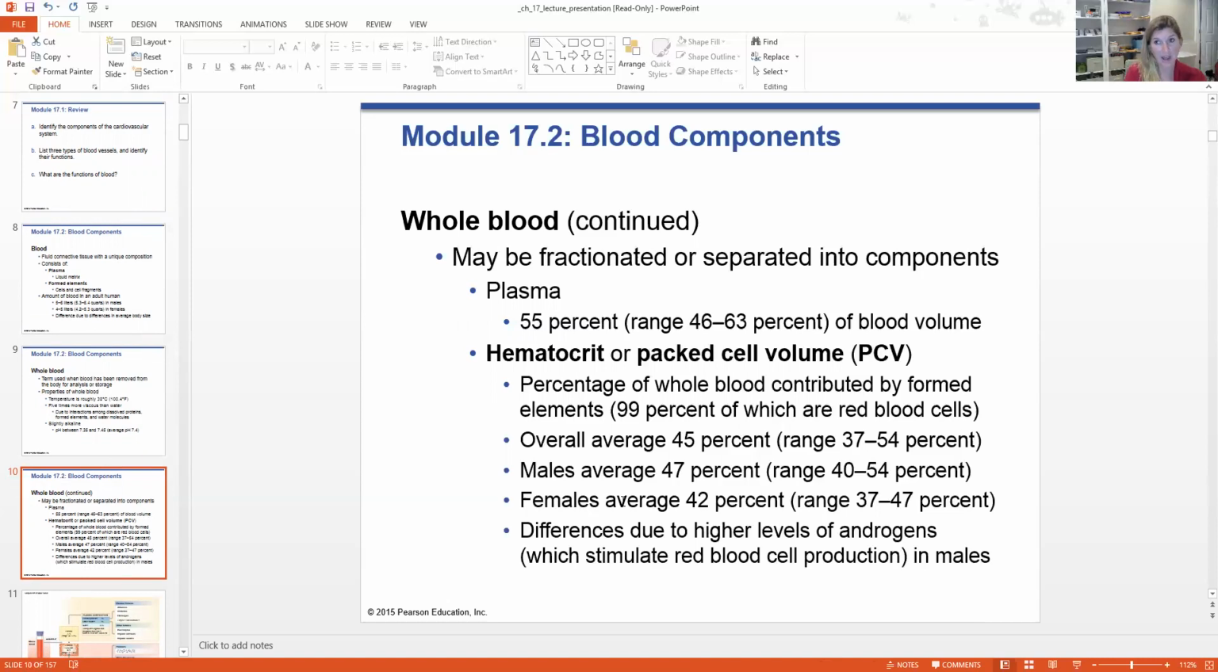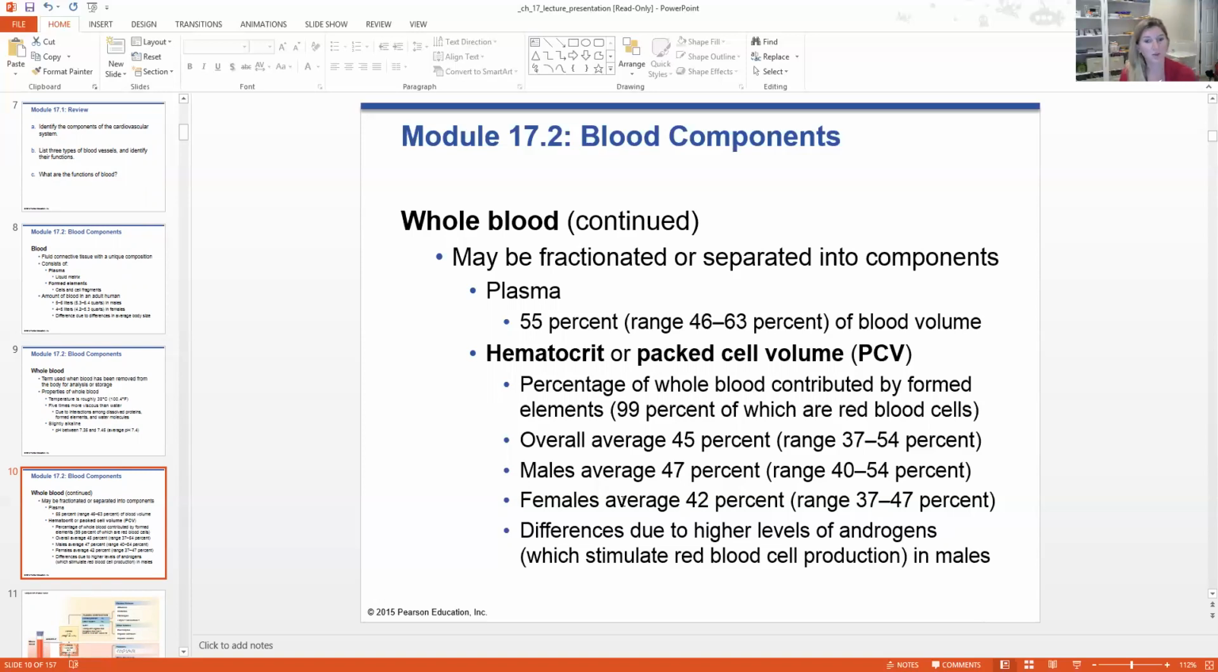It's a little bit more than half, about 55% of your blood is just the plasma, and then the hematocrit or packed cell volume is the other 45%. The majority of that packed cell volume, or the majority of your hematocrit, are your red blood cells. 99% is red blood cells. And again, it's on average about 45% of your blood is that hematocrit. The other 55% is the plasma, or the liquid portion.